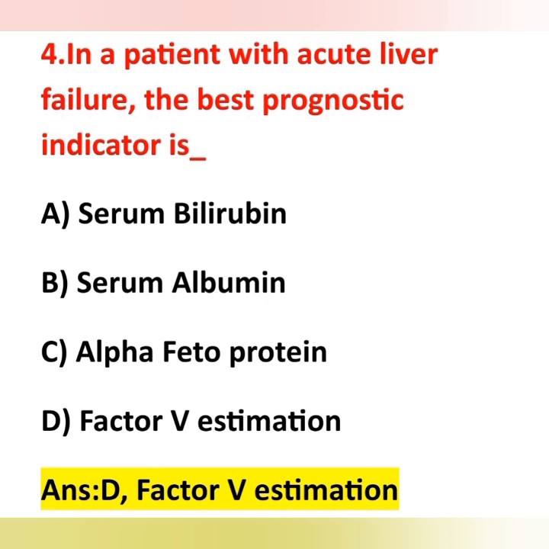Here the question is which is the best prognostic indicator, not diagnostic. Serum bilirubin, serum albumin, alpha fetoprotein are some diagnostic measures, but factor V estimation is one of the prognostic indicators. Factor V means it is a labile factor. Okay, this alpha fetoprotein is one of the tumor markers for hepatocellular carcinoma.